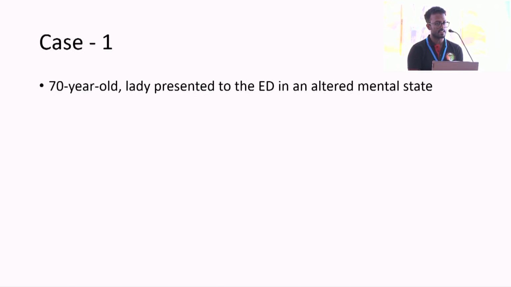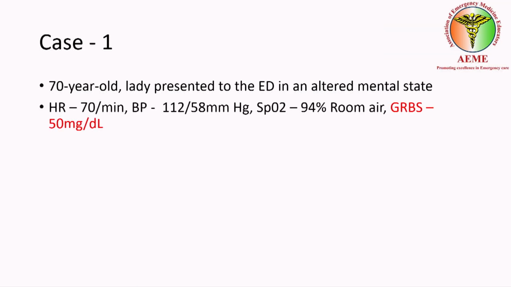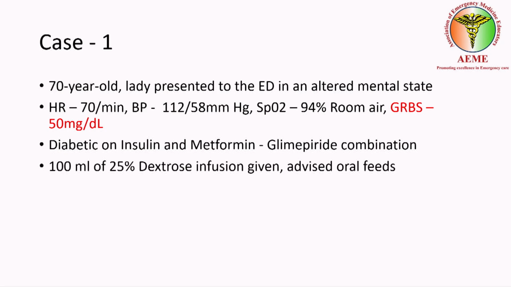This was a case I had during my residency. I had a 70-year-old lady who was brought to the ED in an altered mental state. Her heart rate was 70 per minute. Blood pressure was fine. Saturations were normal in room air, but her blood sugar was profoundly low. It was just 50 milligrams per deciliter. Obviously, the first thing I thought was that I had to give D25. She was diabetic on insulin. She was on a metformin, glimepiride combination. So I gave a 100 ml bolus of 25% dextrose and advised oral feeds after that.